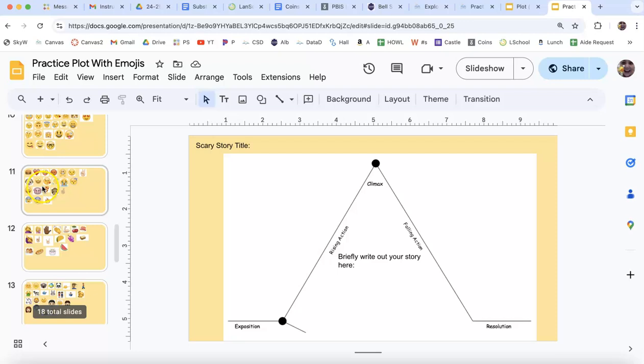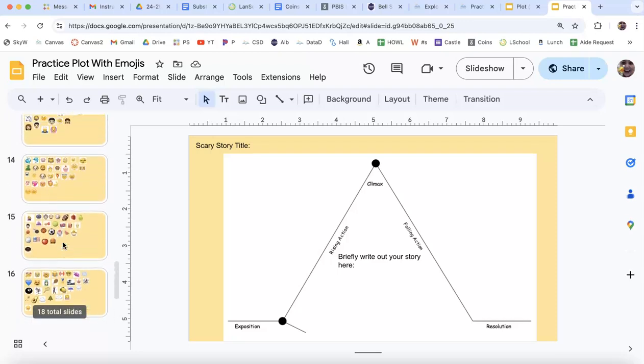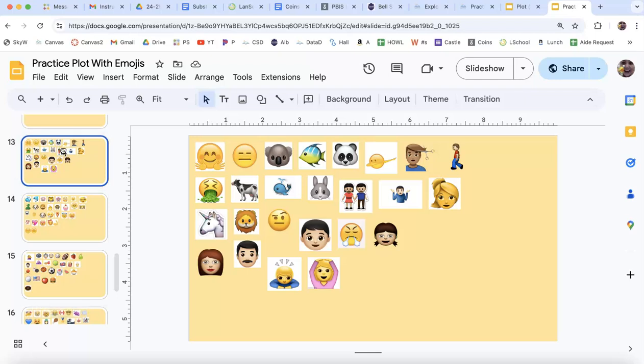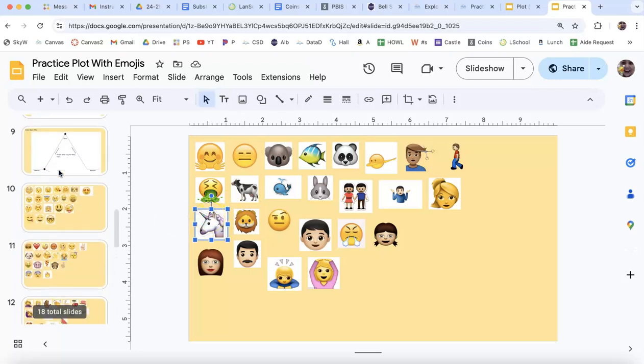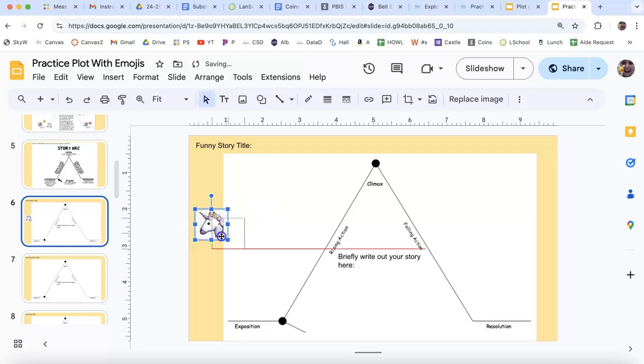So, when you're ready to start putting your emojis, look over here. You can see I have a bunch ready to go for you. And you can honestly just make it up as you go along. So when you think of exposition, I need a main character. Like maybe I want this unicorn to be my main character. So I click the unicorn, and then Control-C is copy. Go back up to your story, click, and then Control-V pastes, and then I can move it wherever I'm ready for that emoji to help me tell that part of my story. So now I have a character.